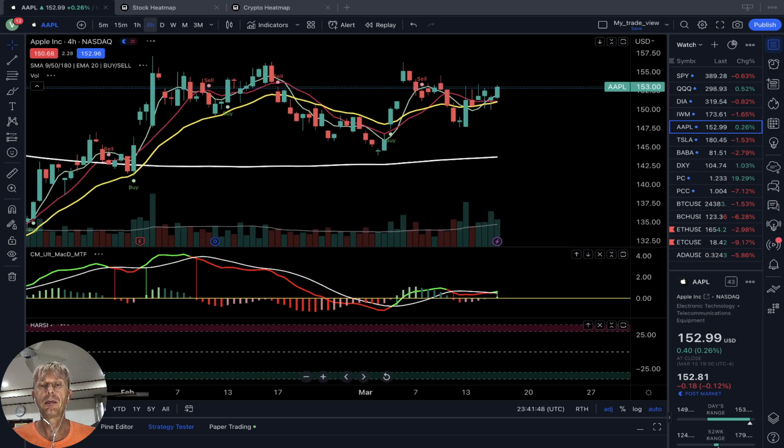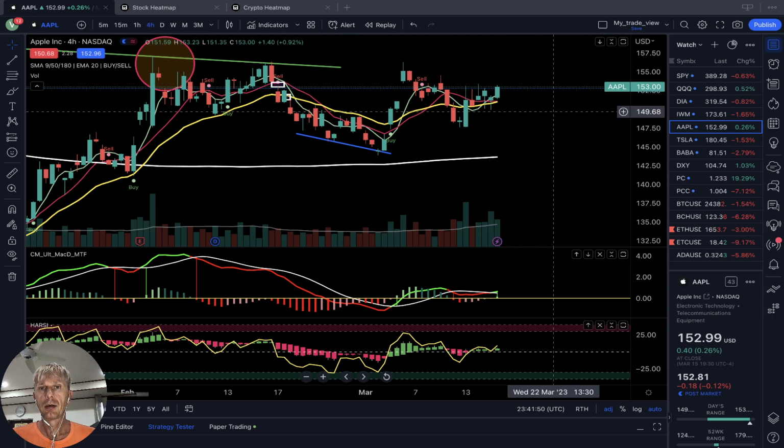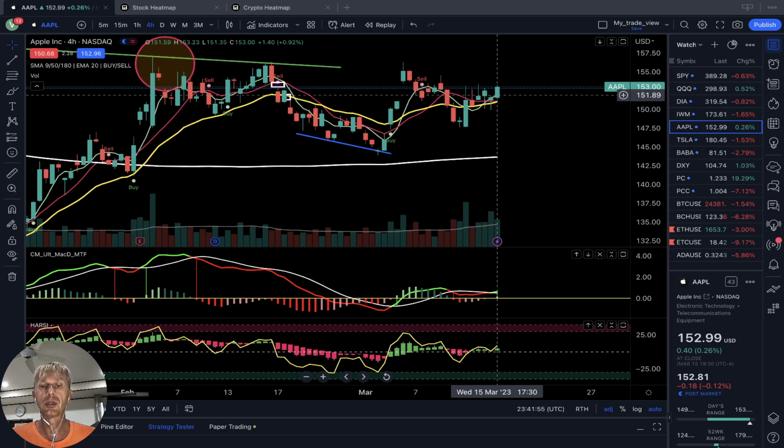4 hours time frame. MA5 did bullish crossover over 10. Bullish signal, bullish trend.